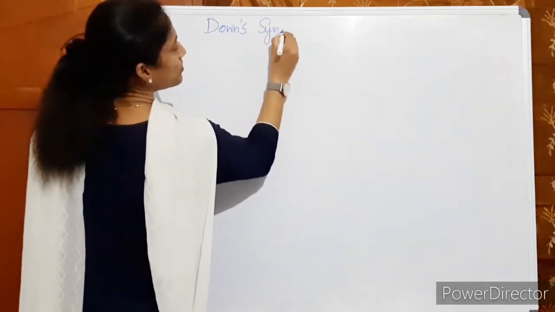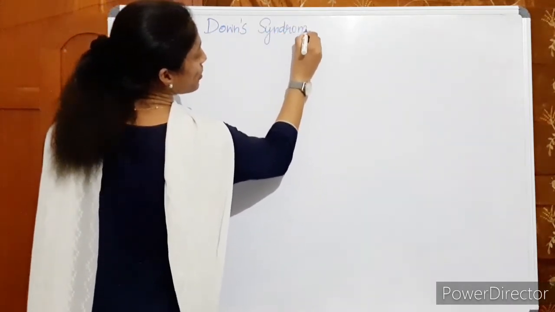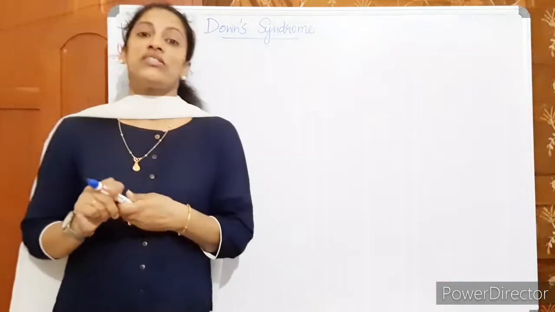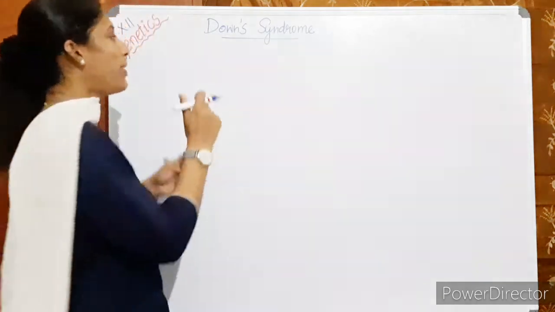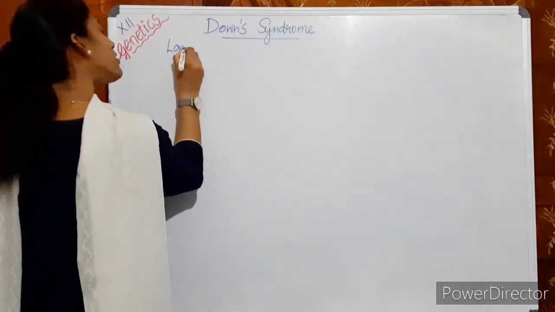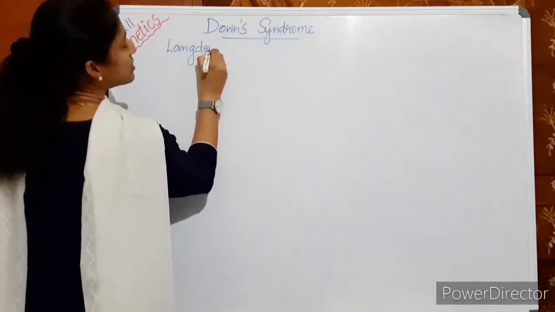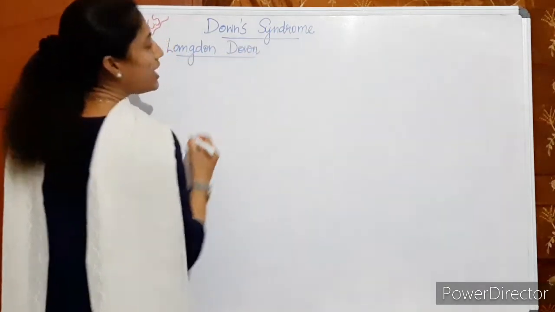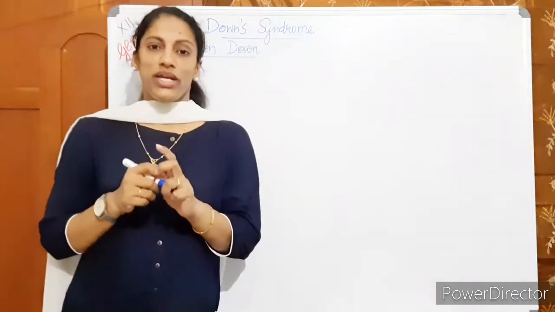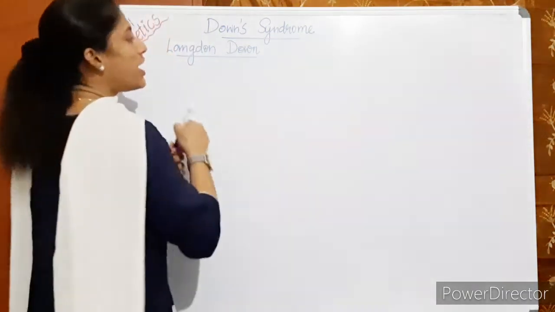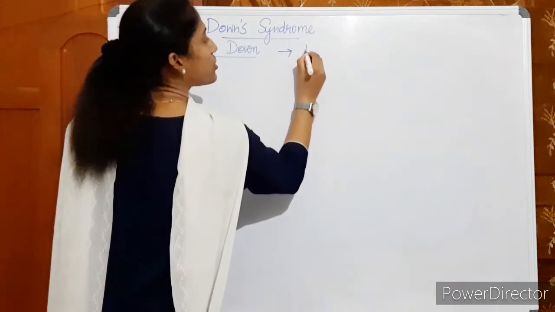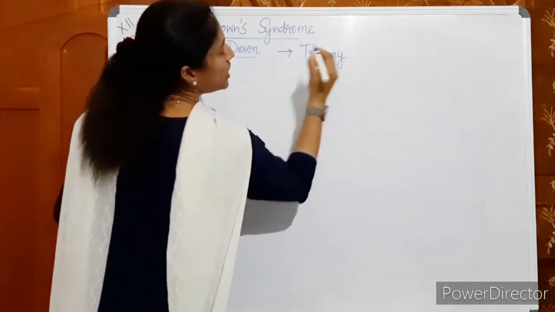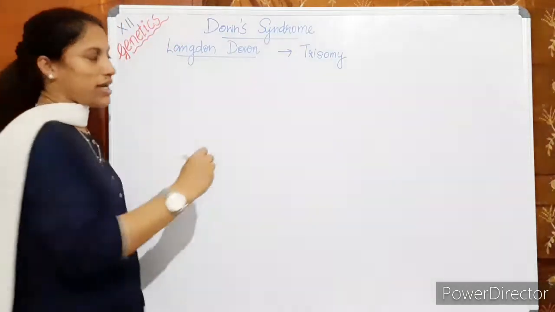Down syndrome. Why the name is Down syndrome? It was first studied or discovered by Langdon Down in 1866. The disease was studied for the first time by Langdon Down. That is why this name. And this disease is a case of, as I told you, trisomy. This is an autosomal trisomy.